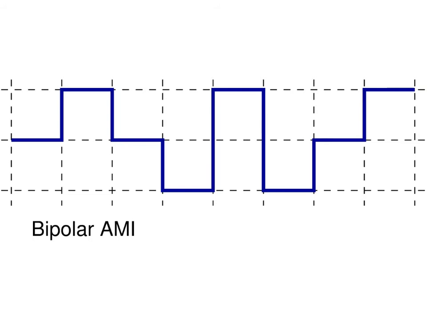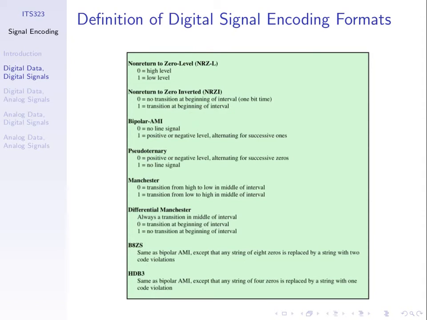And if you didn't catch my definition, it's on the slides. Bipolar AMI: no line signal for bit 0. No line signal means 0 volts, no output there. Positive or negative level alternating for successive ones. So first bit 1 maybe positive, next bit 1 negative, and we alternate positive, negative.